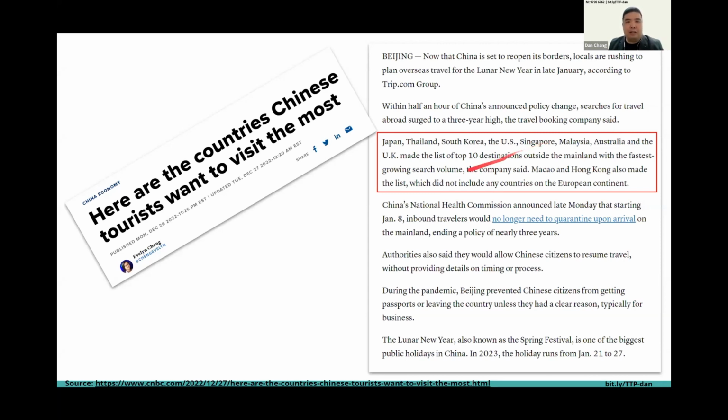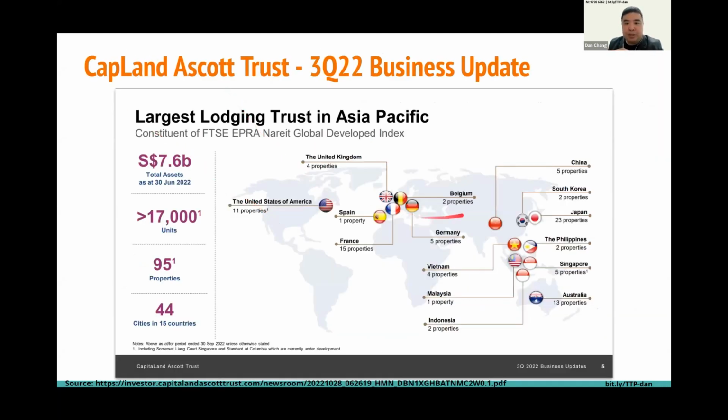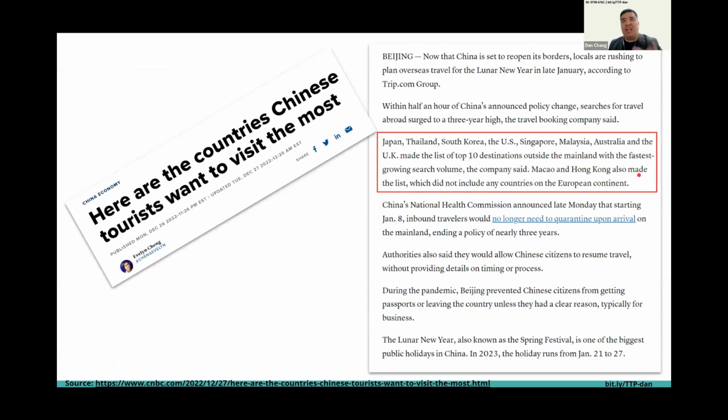If you notice, CapitaLand Ascott Trust also has properties in China. They also have hotels in China. So even Chinese domestic tourism, they also stand to gain, because they have hotels inside China to boost tourism there. That is why CapitaLand Ascott Trust is something that I've been looking at very closely.